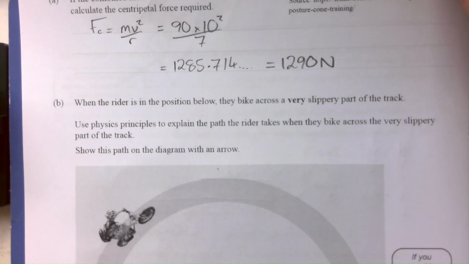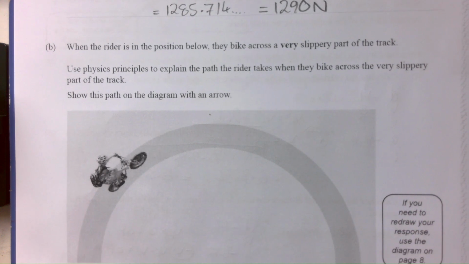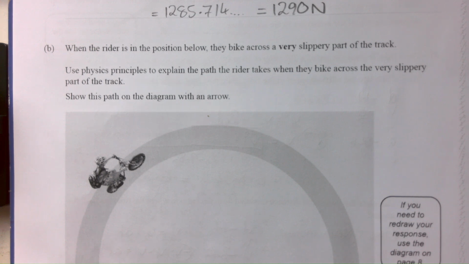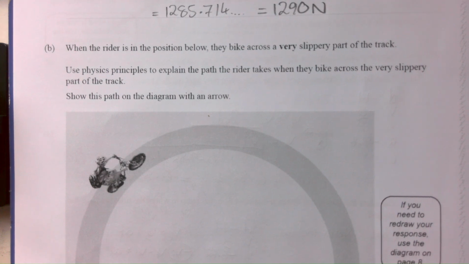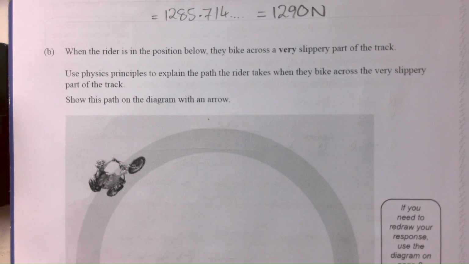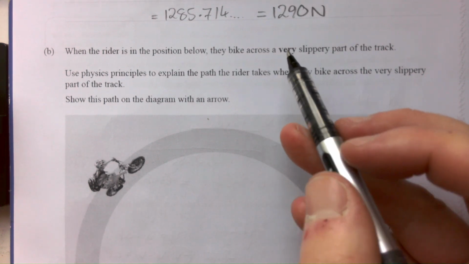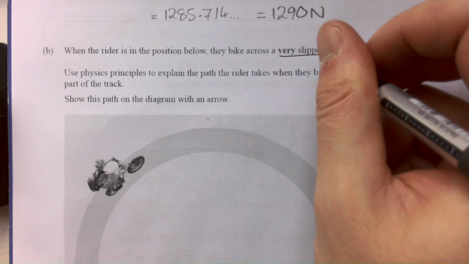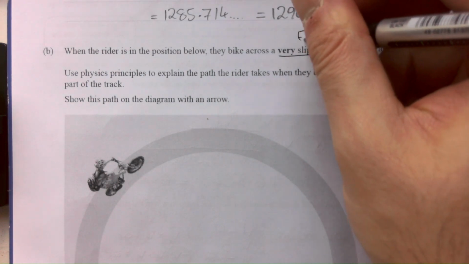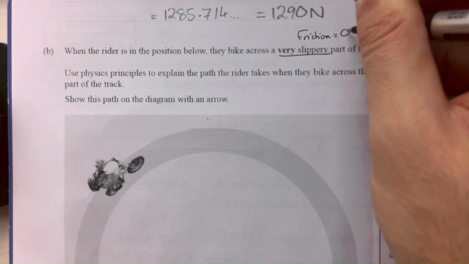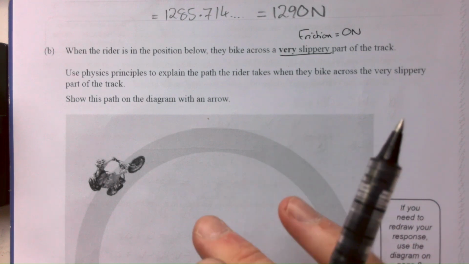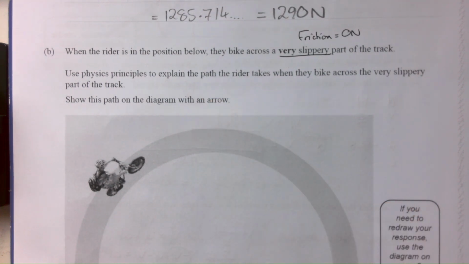Now part B. When the rider is in the position below, they bike across a very slippery part of the track. Use physics principles to explain the path that the rider takes when they bike across the very slippery part of the track. Show this path on the diagram with an arrow. It doesn't say it explicitly, but the assumption is if you read that they go across a very slippery part of the track, this statement essentially means friction is 0 newtons. It doesn't say that there is no grip anymore, it says it's very slippery. We have to assume that the friction goes to 0.